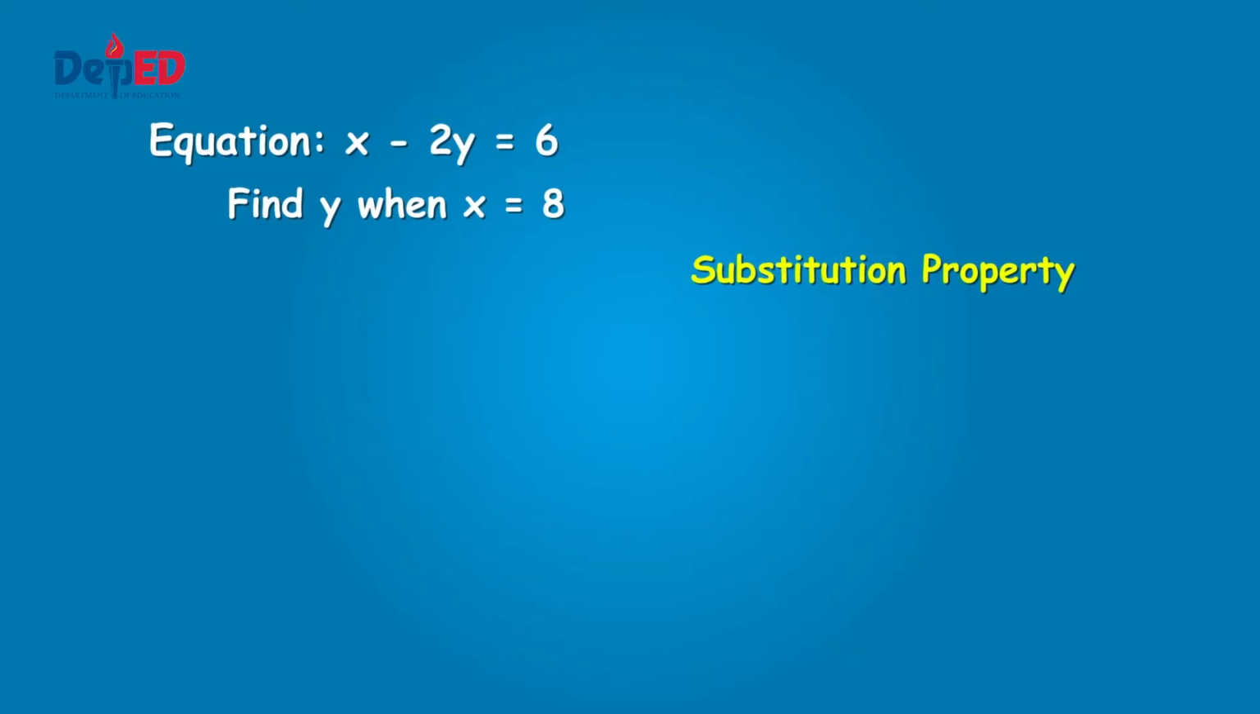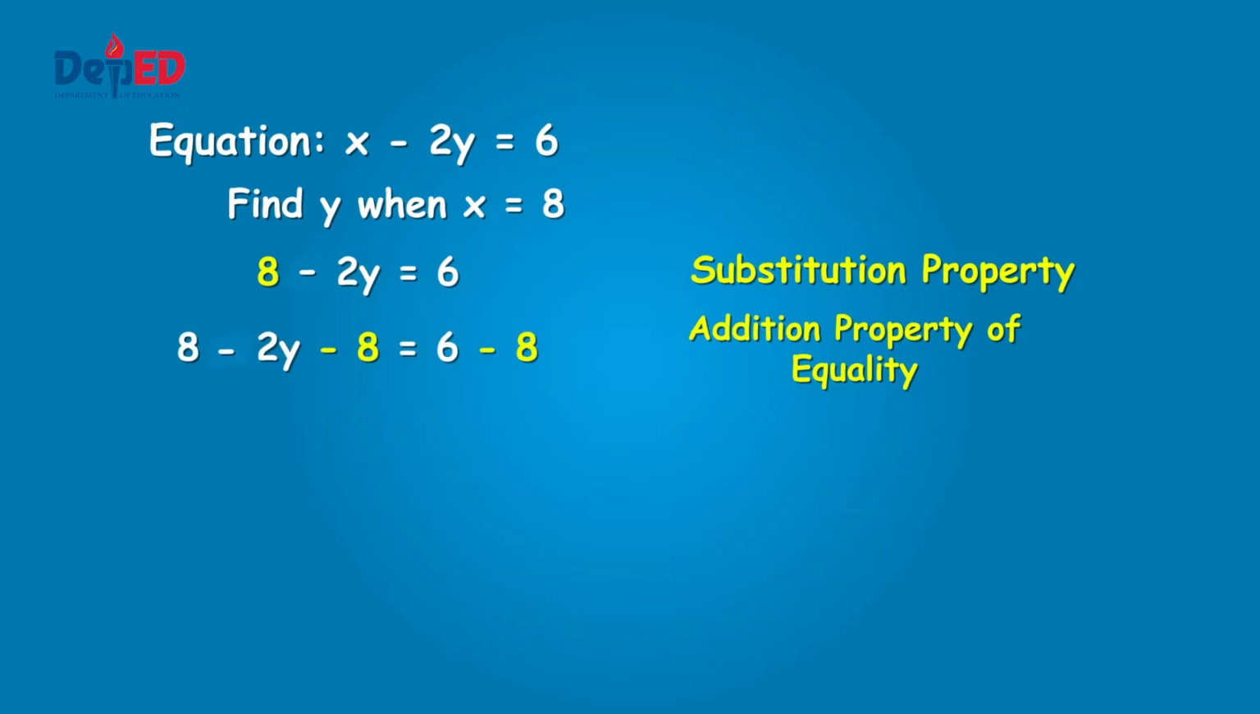Now, what is the value of y when x equals 8? Again, by substitution, our equation will become 8 minus 2y equals 6. Applying APE, we add negative 8 on both sides to isolate negative 2y on one side of the equation. So, we will have 8 minus 2y minus 8 is equal to 6 minus 8.